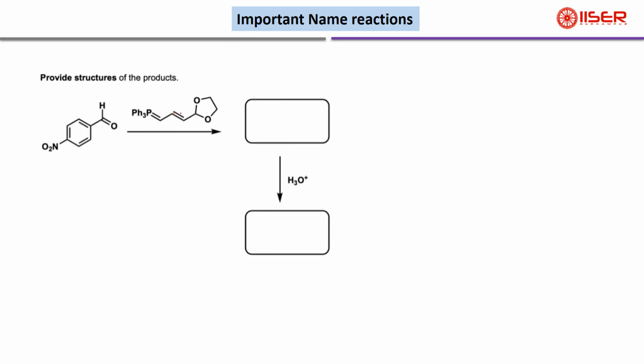So what will be the product here? You have to see whether your ylide is stable or unstable. That is the main thing you have to notice in every question. So if you just draw an open model, it is like this.